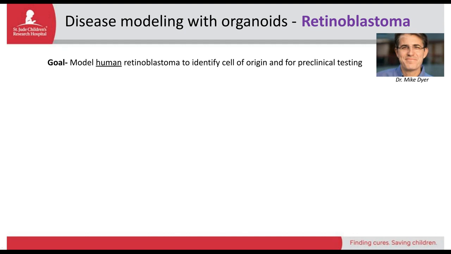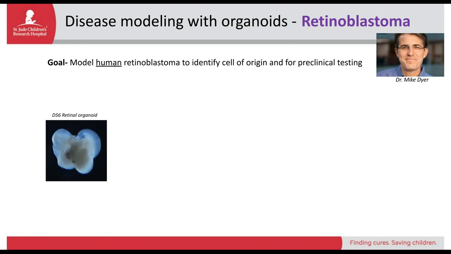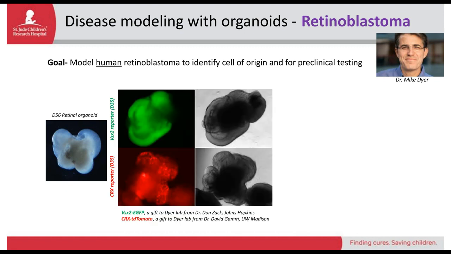Now, our job in this collaboration was to develop and optimize a highly reliable and efficient protocol that could differentiate any iPS line into a retinal organoid, which is basically what we worked on. We used a couple of reporter lines here, which the Dyer lab received as gifts from their collaborators. And using these reporter lines, we optimized a protocol whereby we could differentiate iPSCs from 15 different individuals efficiently into retinal organoids with a good yield and a decent morphology.